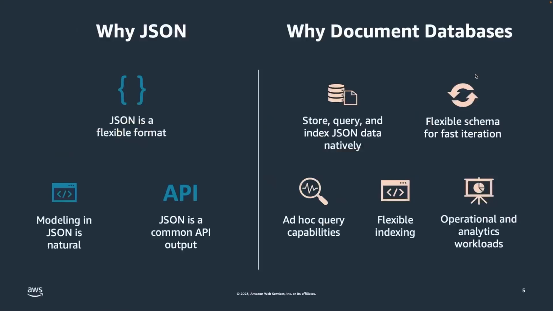When we look at why document databases, it starts with JSON. DocumentDB, as an example, stores data in a JSON-like format, which is flexibly structured. This structure maps naturally to how we think about modeling data in our applications. We typically don't model data in tabular formats in our heads. We're thinking about groups of things instead.